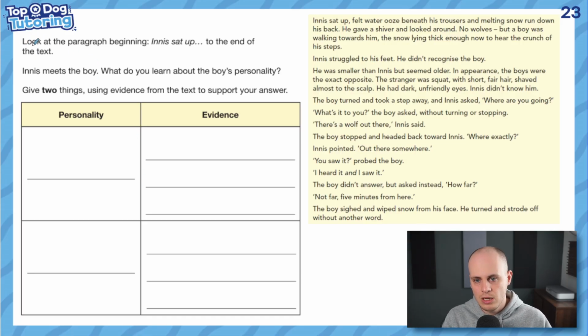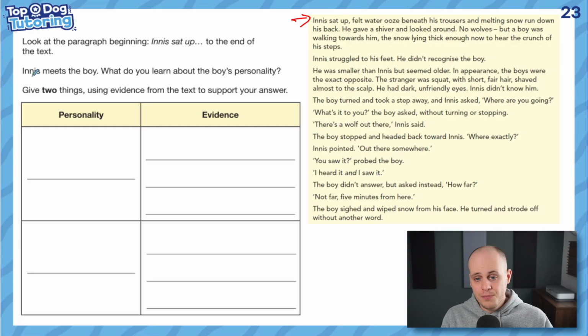Look at this. It says, look at the paragraph beginning. When I see those words, I think, oh yeah, that's just made my life easy, because it's telling me where to look in the text rather than saying, look at the whole text. You know, because that's annoying, isn't it? You've got to read the whole thing then. Look at the paragraph beginning, Innes sat up, which you'll see I've copied here for you, to the end of the text. So there it is. That's from that paragraph all the way to the end of the text. Not too much to read, really, is it? Probably a minute's worth of reading.